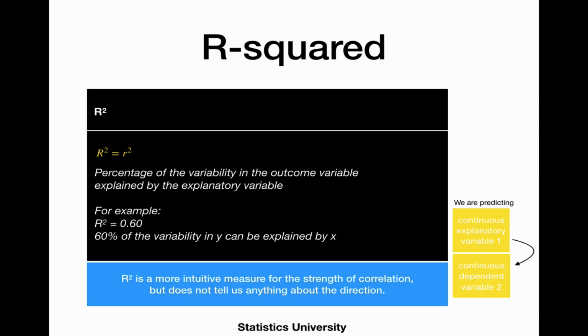The R-squared is a related concept and it can be calculated by the correlation coefficient squared. And it's the percentage of variability in the outcome variable explained by the explanatory variable. So for example, an R-squared of 0.60 means that 60% of the variability in Y can be explained by X. It's a more intuitive measure for the strength of correlation, but it doesn't tell us anything about the direction. So if you give an R-squared, it's best to also depict the correlation coefficient.